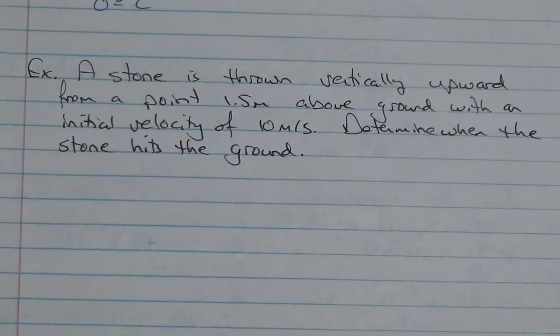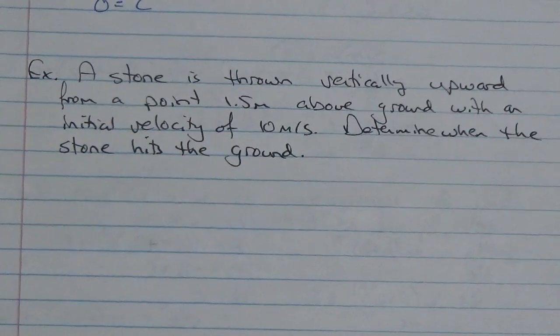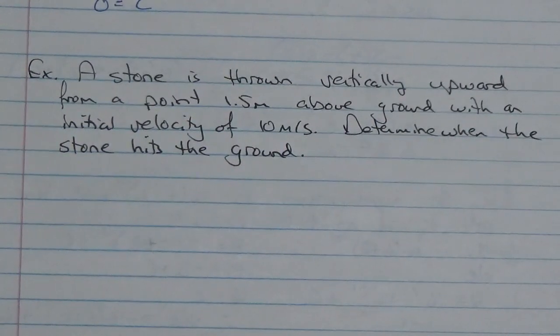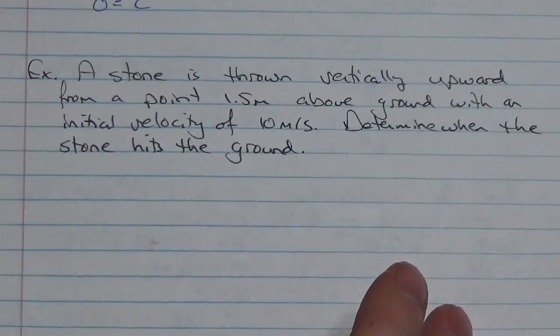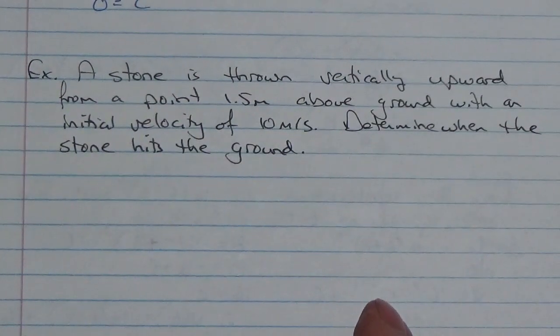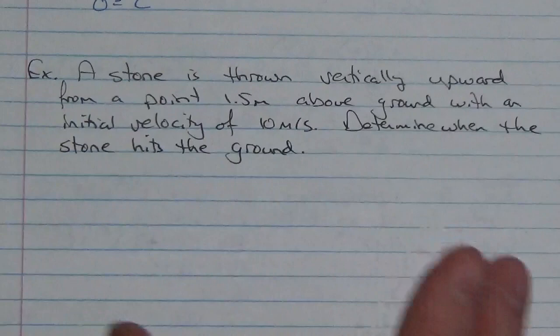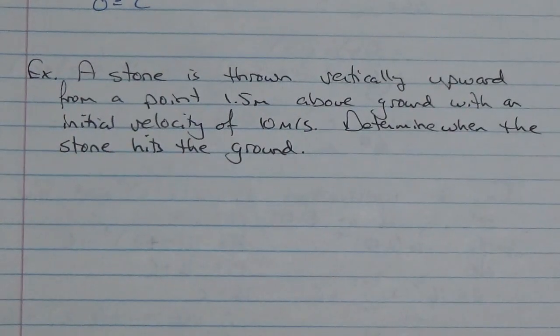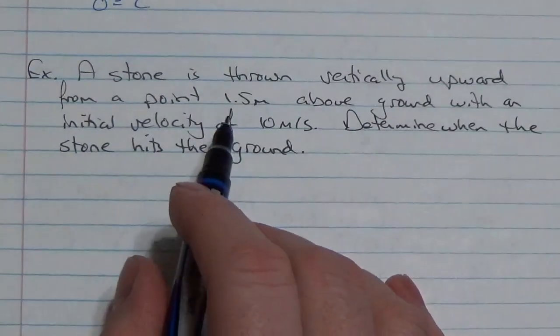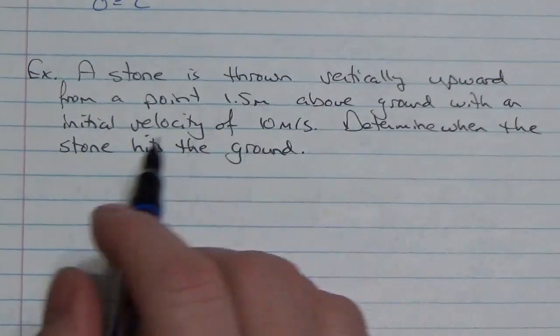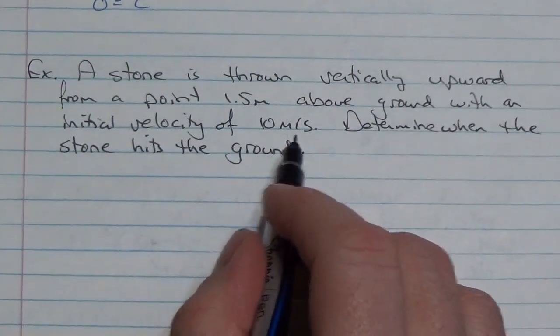All right, let's do one more word problem here. And actually, I believe we have saved the best one for last. I love this problem, mostly because as we get through this, if you've taken some physics before, you're going to see something here, and I'm hoping that you like it. A stone is thrown vertically upward from a point 1.5 meters above the ground with an initial velocity of 10 meters per second.